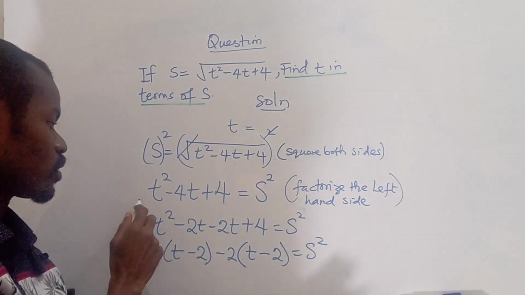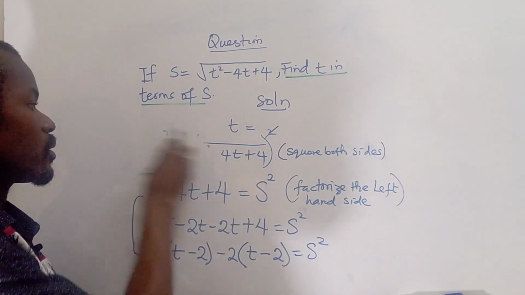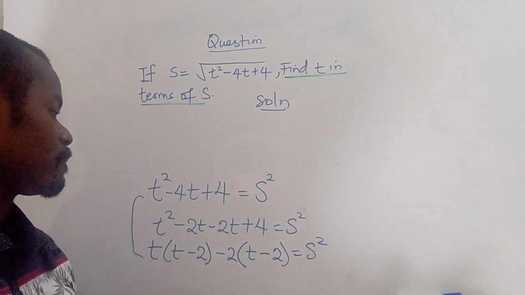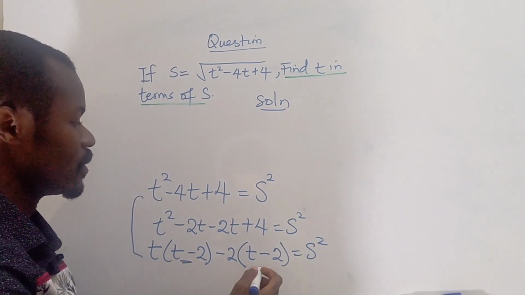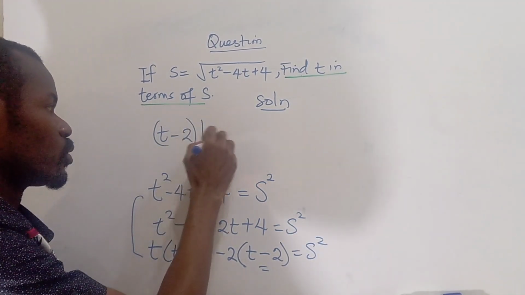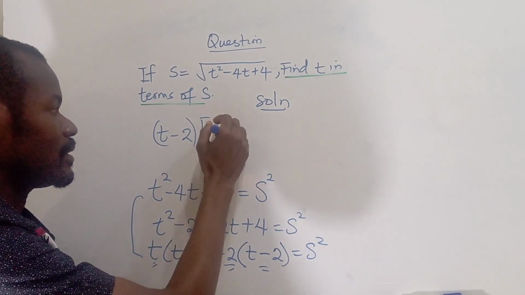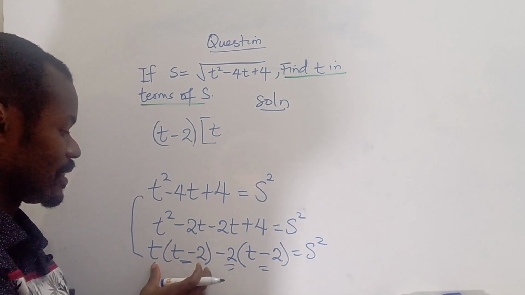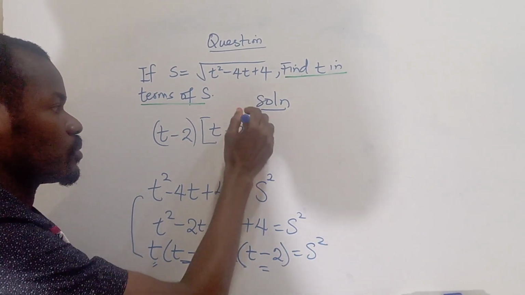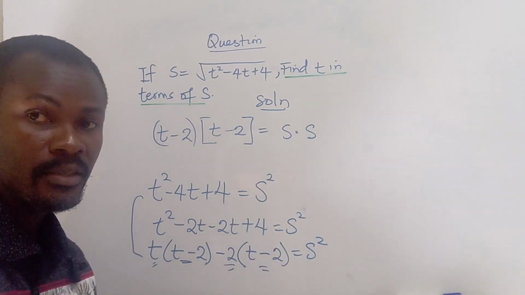Now this is one approach. I'm also going to show a second approach. So for the first approach, to finish this up, t minus 2 is common, so we factor it out: t minus 2, then I open a bracket. What is outside, we put inside the bracket. So t is outside, because if you divide this by this, you are left with t, and if you divide this by this, you are left with minus 2. So it's equal to s squared, which means s times s.